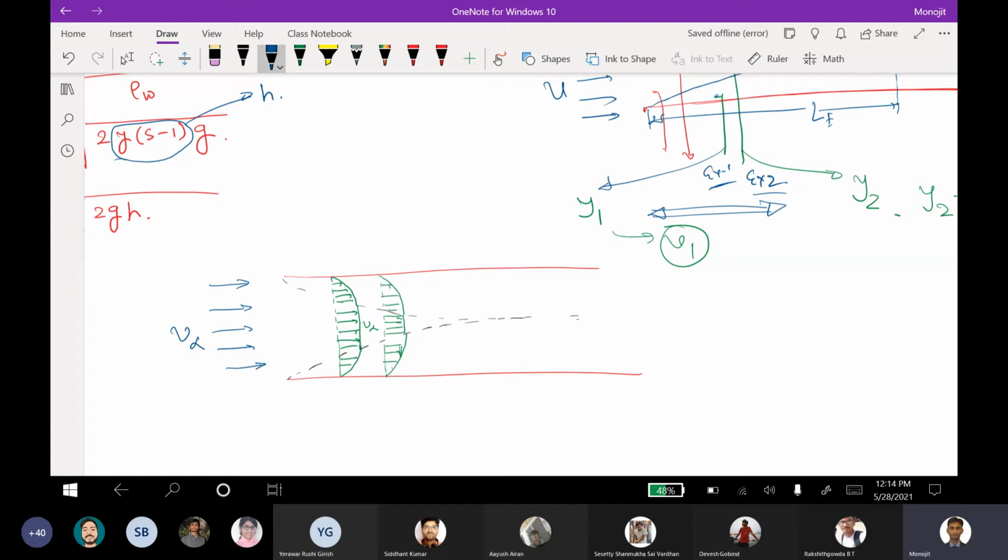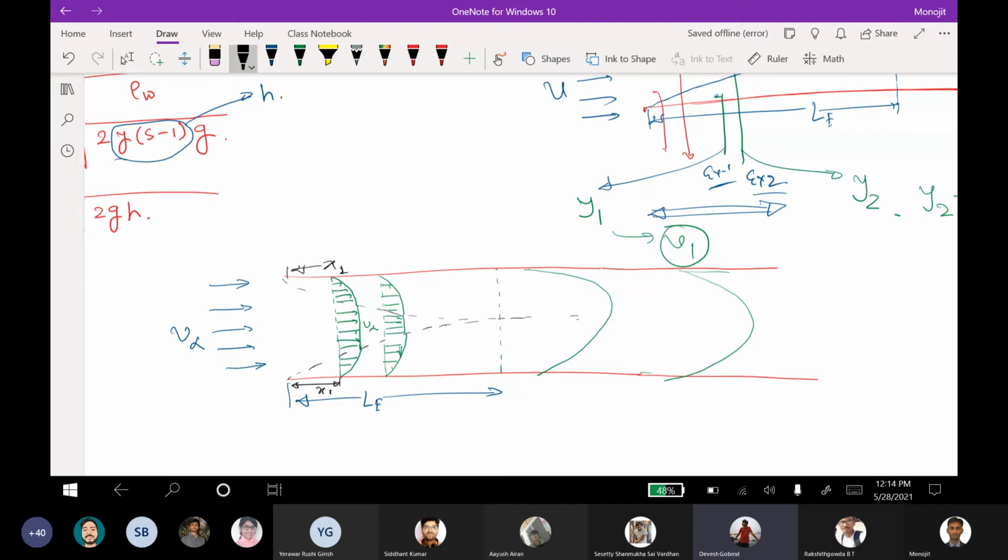But after this point, once you cross this entrance length, your flow will become parabolic. Now, wherever you draw, it will remain the same. And what is the definition of fully developed flow? The general definition? Any one of you know? Sir, the velocity profile does not change after that. Like it's the same.